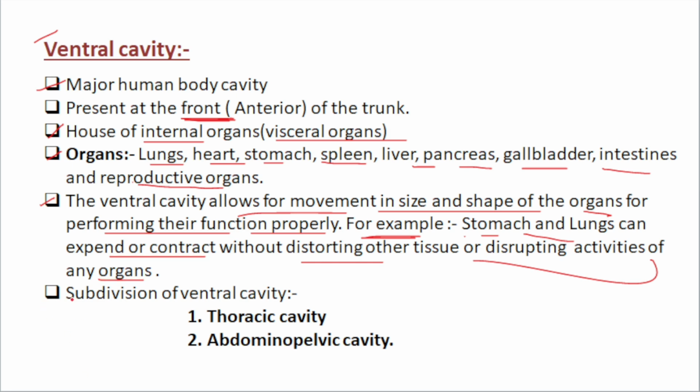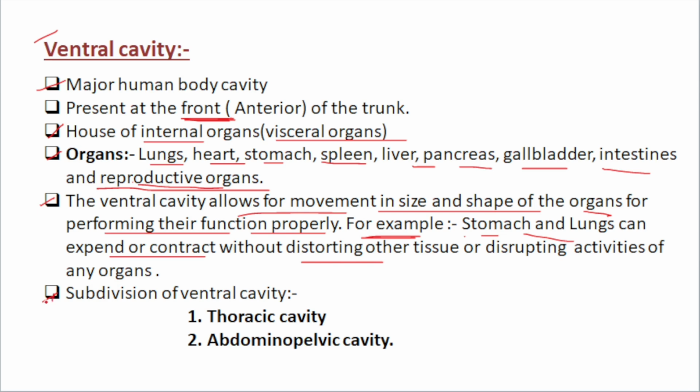So the ventral cavity is one of the major body cavities in our body, present in the front of the body, and it is also called the house of the internal organs. The organs mainly include the heart, lungs, liver, spleen, pancreas, gallbladder, intestine and reproductive organs. Mainly all of the main organs in our body are present inside the ventral cavity. This cavity is also helpful for the movement of all internal organs for performing their function properly.